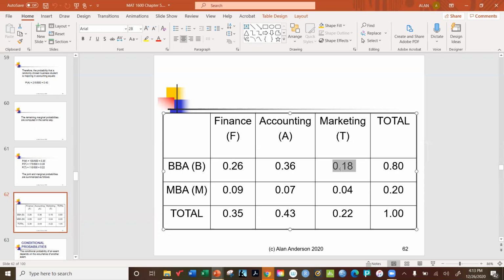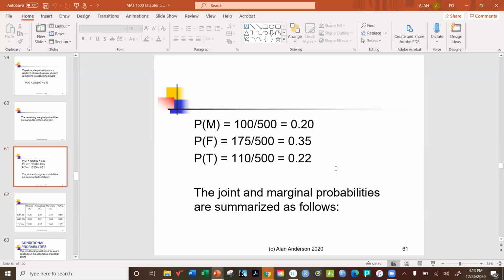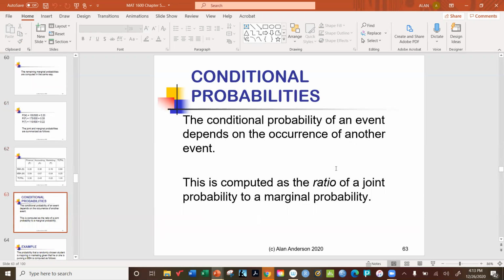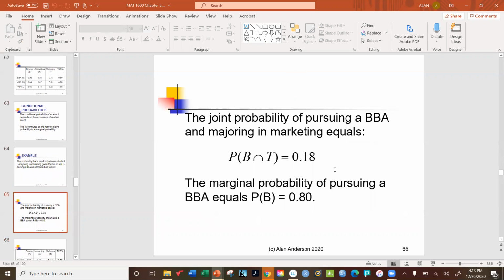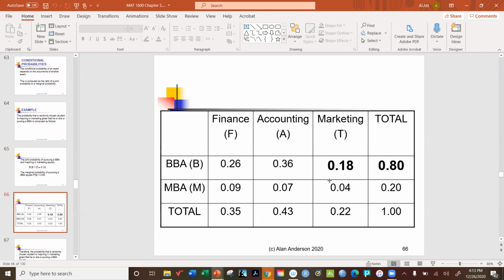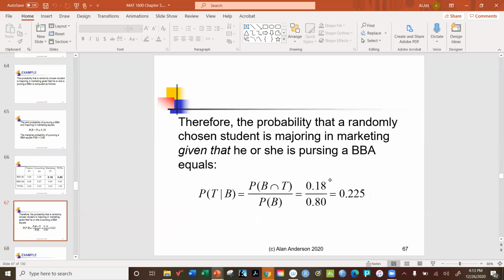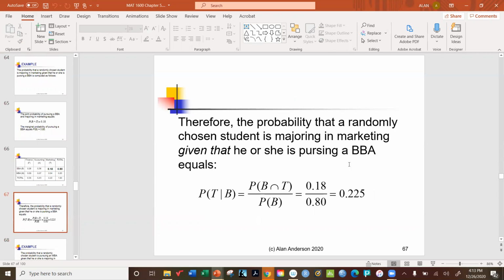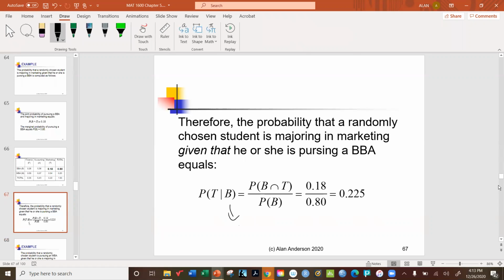Now, we also need to know, to calculate this probability, the probability that the student is just getting their bachelor's degree, which we've seen earlier is 0.80 or 80%. So the ratio of these two is what we're actually looking for. 18% out of 80% represents 0.225 or 22.5%. So in other words, over here you can see that this is what we were told. This isn't something that we know to be true.